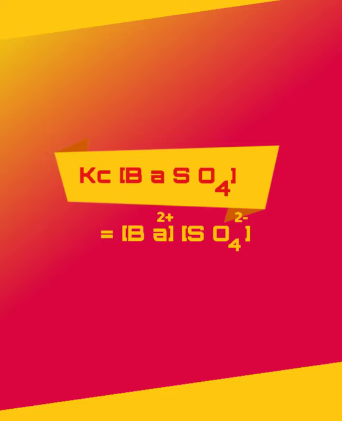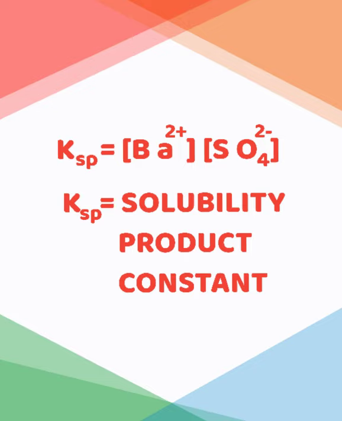For a pure solid, the concentration of BaSO4 is a constant. Thus, the above expression can be written as Ksp = [Ba2+][SO4 2-], where Ksp is called the solubility product constant.